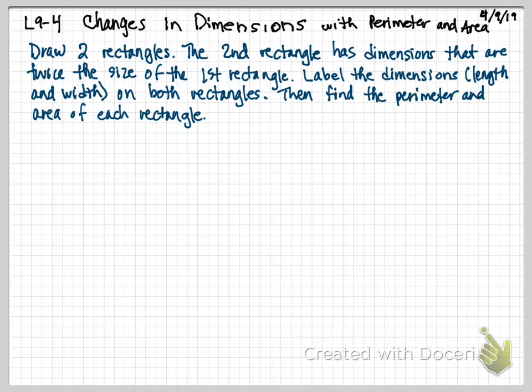One is going to be a 3 by 6, so 1, 2, 3, 1, 2, 3, 4, 5, 6. And we're going to say that each of these squares is an inch. So this is a 3-inch by 6-inch. Make sure that's right. 6-inch. So this is our first one.